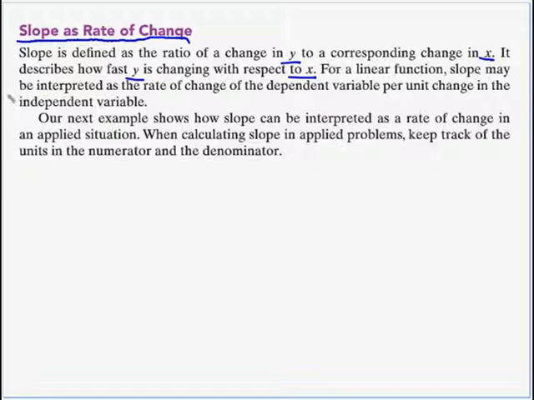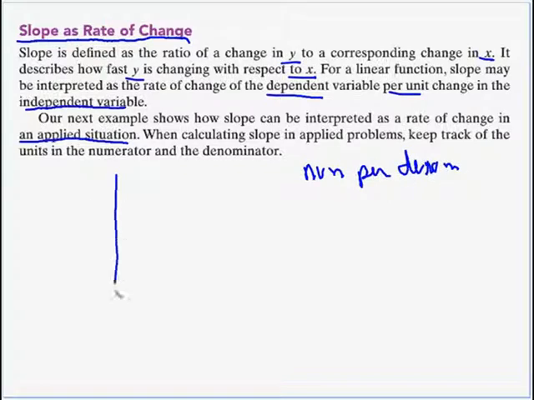For a linear function, slope may be interpreted as the rate of change of the dependent variable per unit change in the independent variable. Our next example shows how slope can be interpreted as a rate of change in an applied situation. When calculating slope in applied problems, keep track of the units in the numerator and denominator. And it's going to be numerators per denominators.